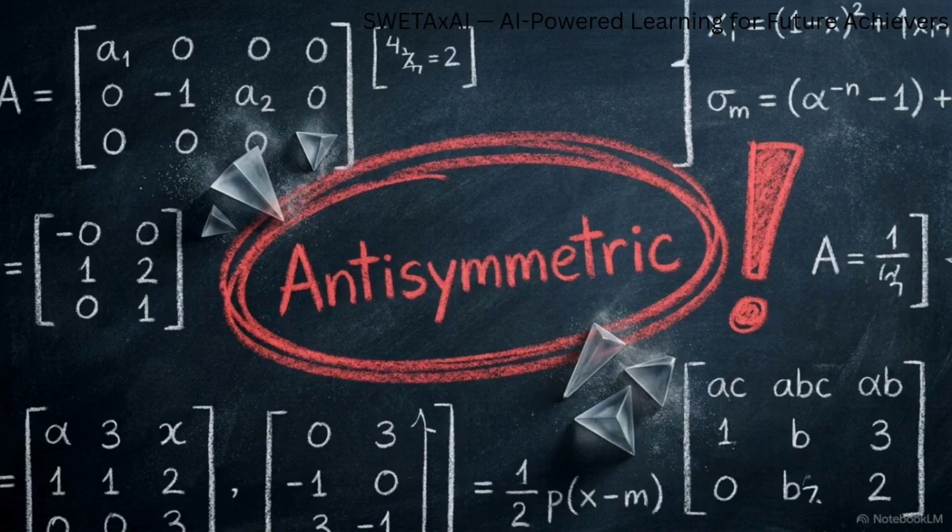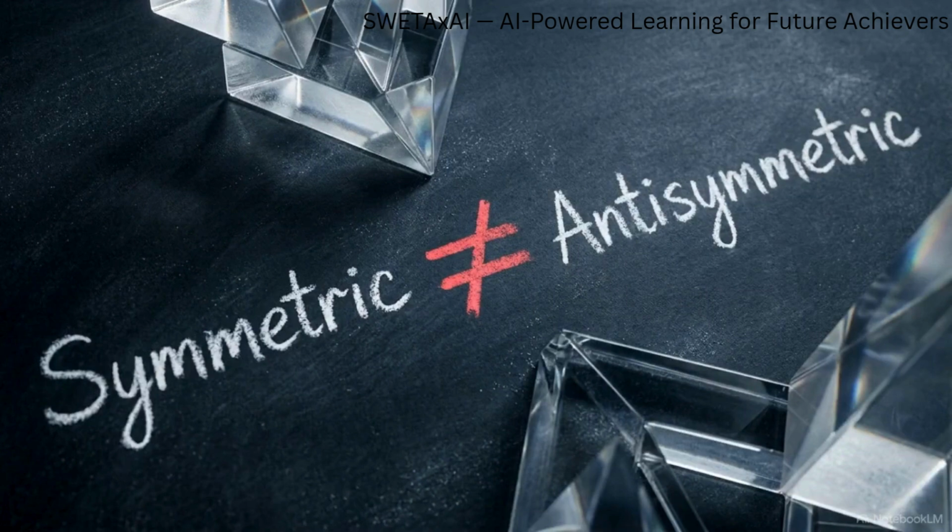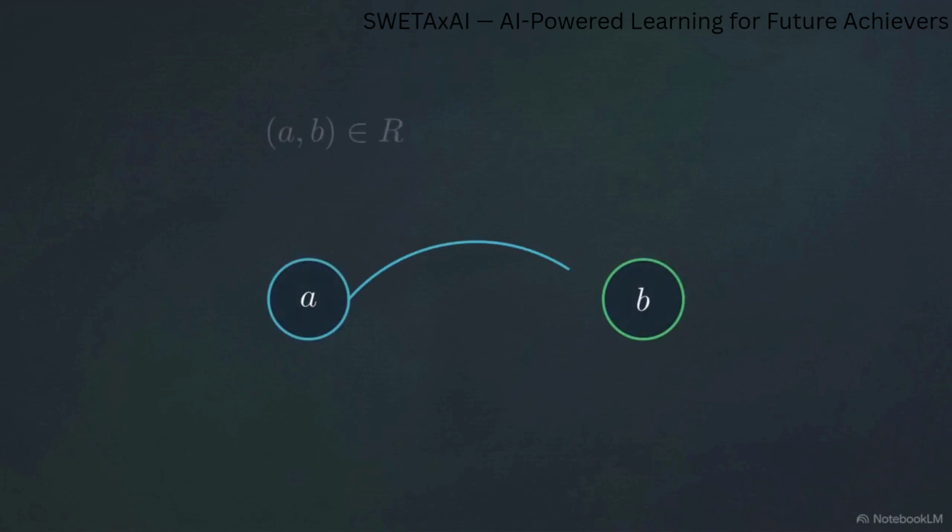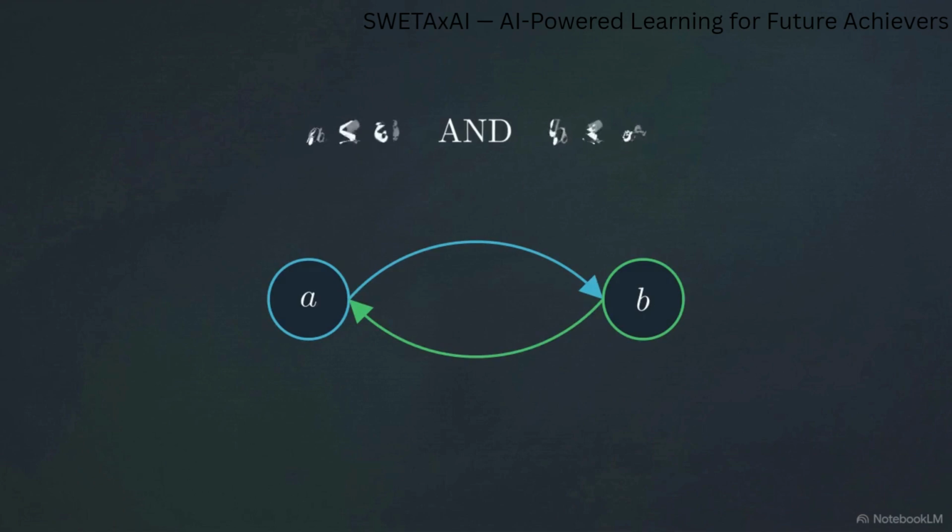This is where many students preparing for the IIT JEE encounter a critical point of failure regarding a related term, the antisymmetric relation. Antisymmetric does not mean not symmetric. Treating them as opposites is a mathematical error. They are entirely different concepts. By definition, if a relation is antisymmetric, the existence of both AB and BA.